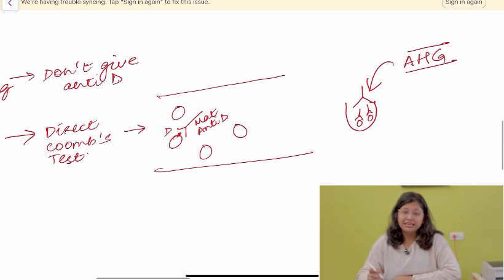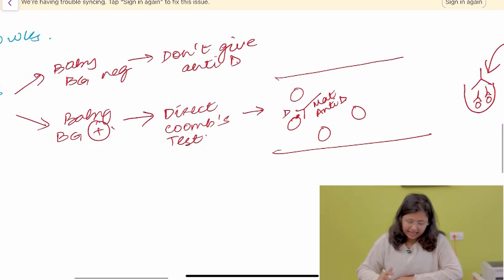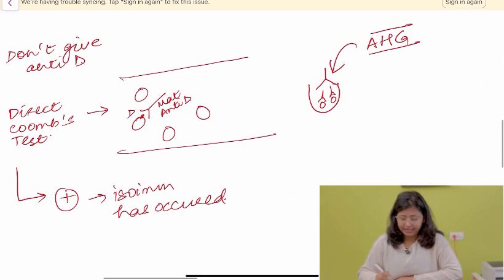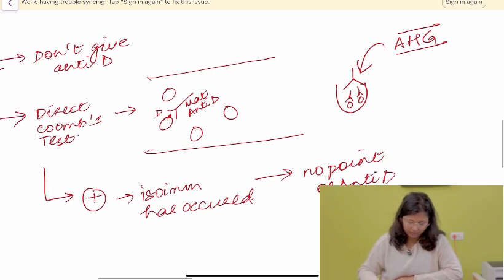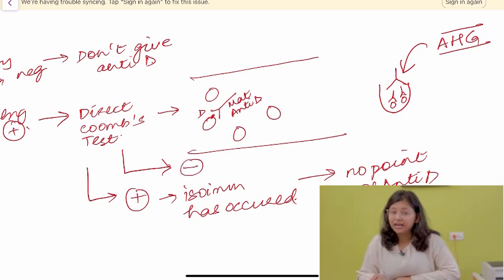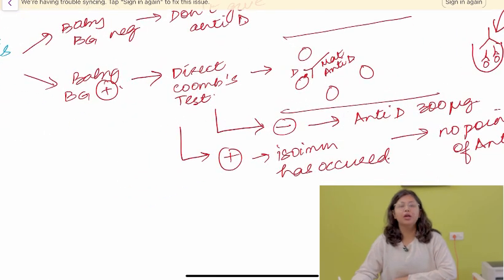So if the DCT is positive, which means the AHG finds a substrate, it means isoimmunization has already occurred, and now, unfortunately, there is no point of giving anti-D. Same thing if the baby's blood group is positive but DCT is negative, which means isoimmunization has not occurred but may occur. So we proceed to give the mother anti-D 300 microgram. So this is mostly it. This is basically all the things that they can ask you from Rh negative, ICT negative pregnancy.